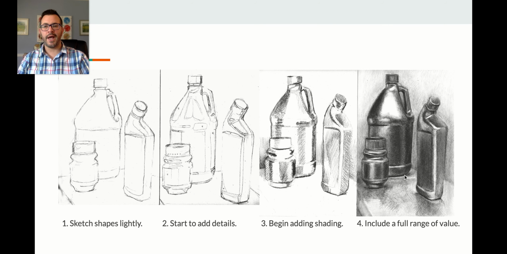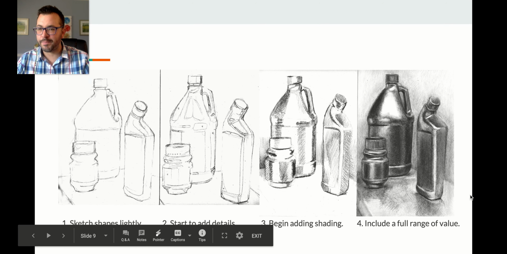Now you can use things like your blending stump to really create nice smooth shading. That's a great tool to use for this. You can also use a little piece of a tissue or a napkin to help blend pencil or charcoal together. That's great. I don't recommend that you use your fingers to blend because oil from your skin will get onto the paper and it makes it difficult to erase or layer on top of that. It changes the paper surface and it makes it yucky.